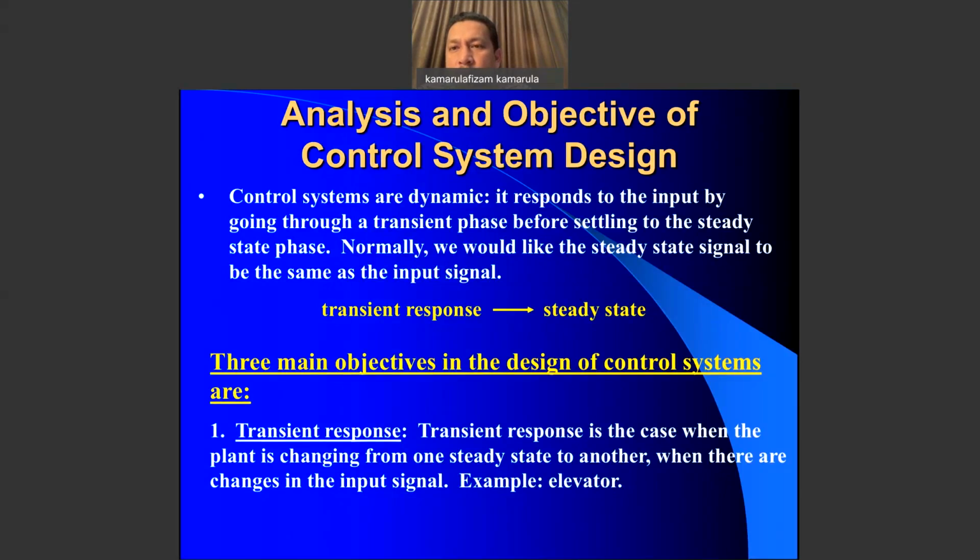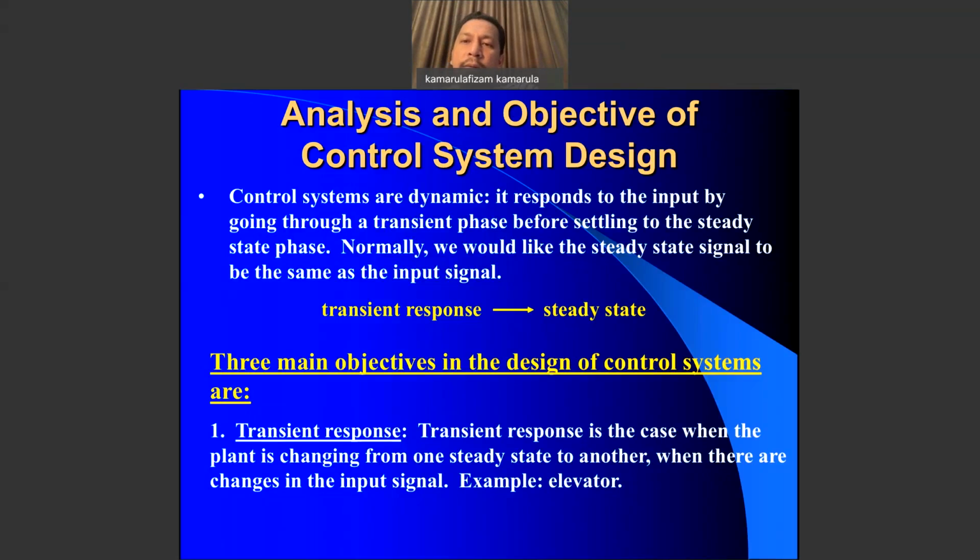Transient response: here, they say it's the case where the plant or the system is changing from one steady state to another, and there are changes to the input signal. So this basically describes the whole operation of a system from one steady state to another steady state, and when the input is changing, how the system is responding.